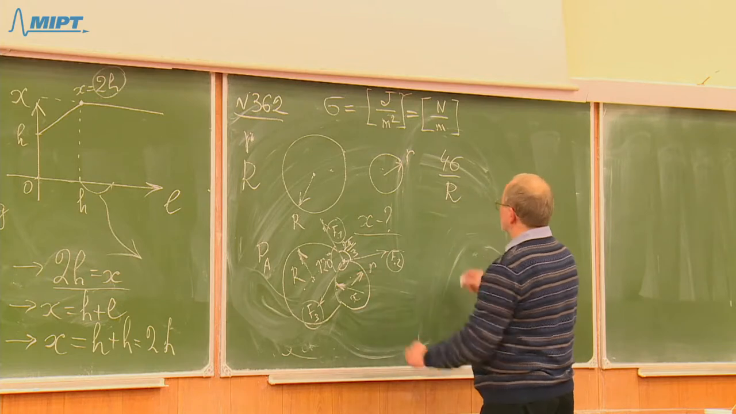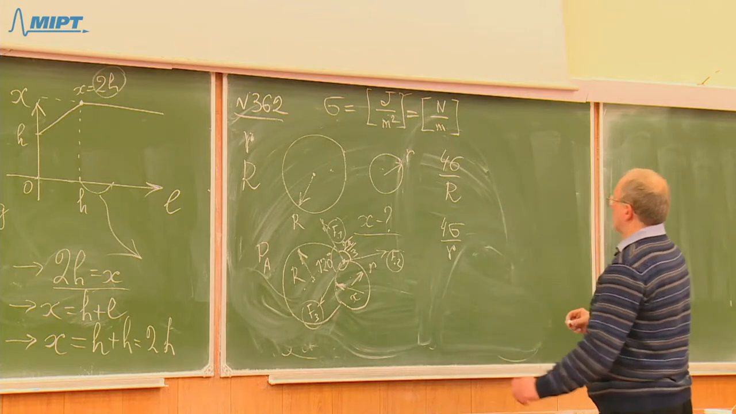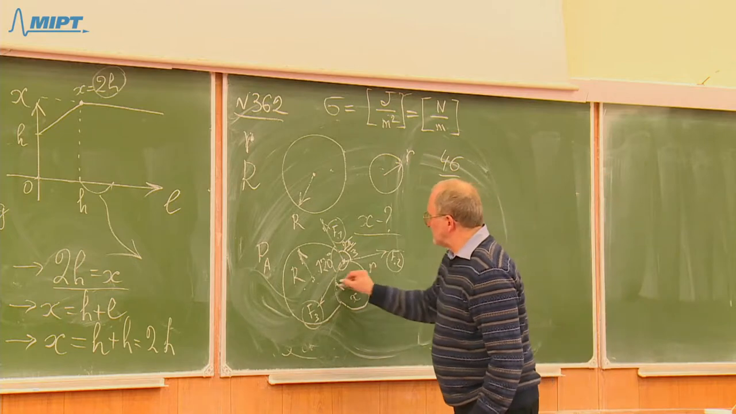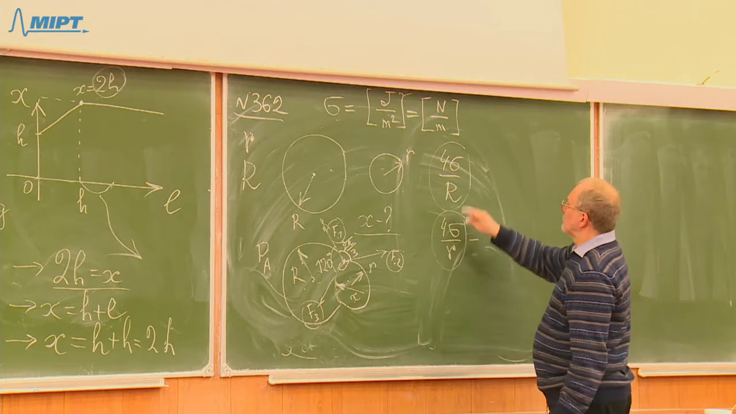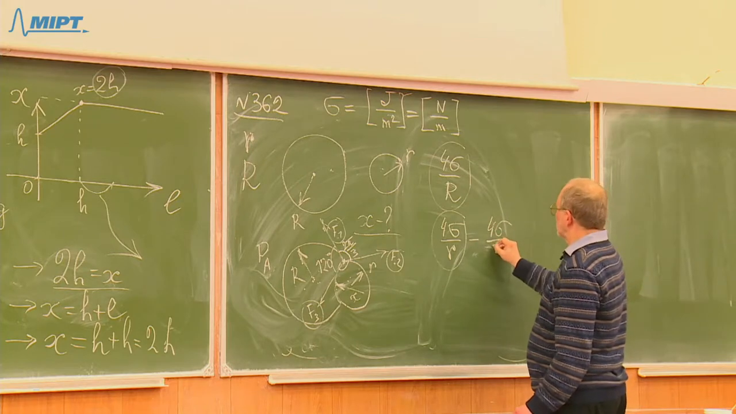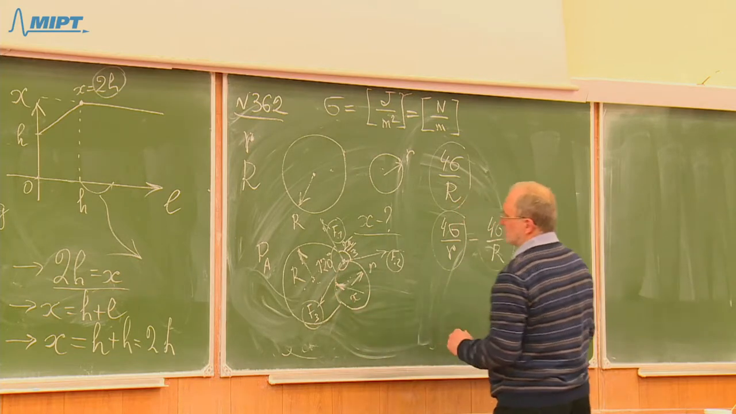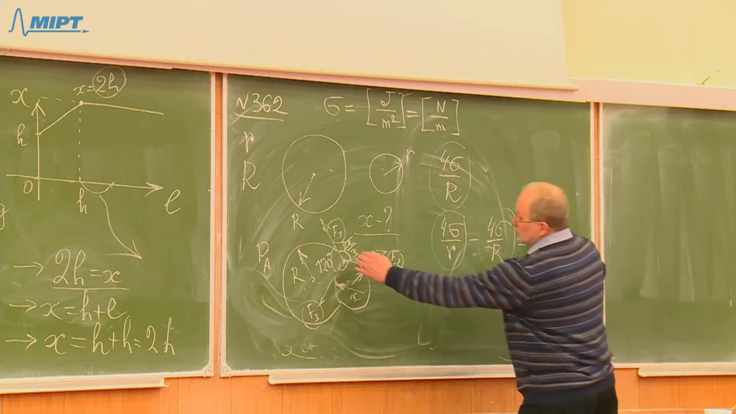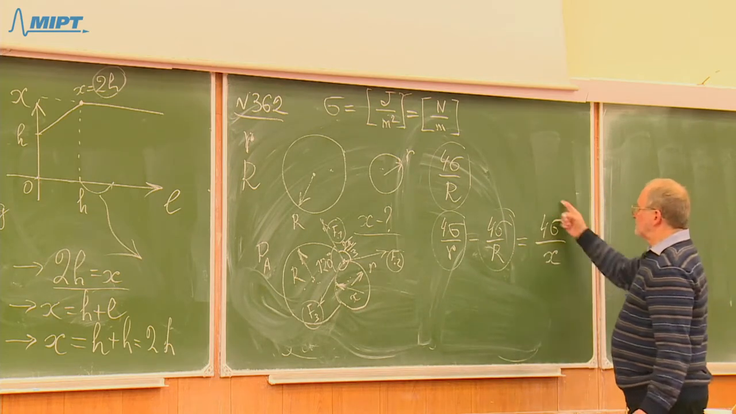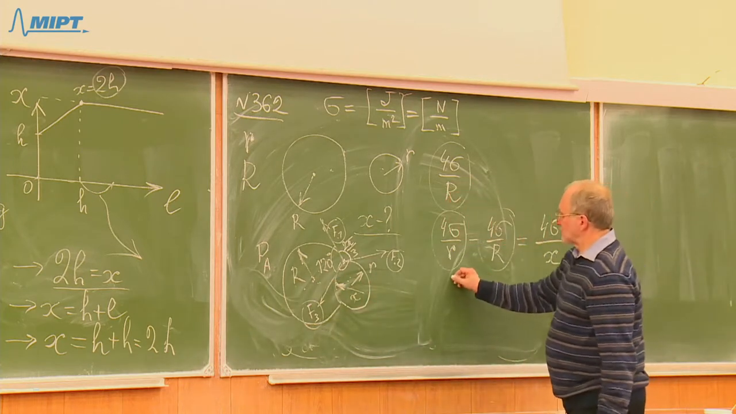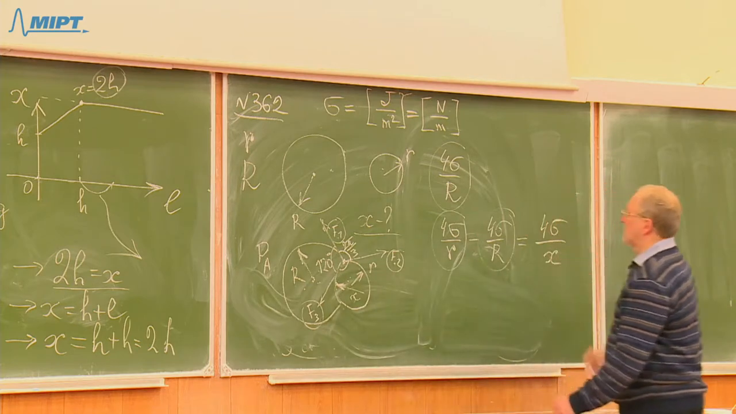And the pressure inside the small bubble will be 4 sigma divided by small r. And the pressure difference between the two bubbles, that is the pressure in the small bubble minus the pressure in the larger bubble, will define the radius of curvature of the surface between the bubbles. The material is the same, and the surface tension will be the same, sigma. That is the difference of pressures between the two bubbles, and the difference of pressures will define the radius of curvature x between the two bubbles.